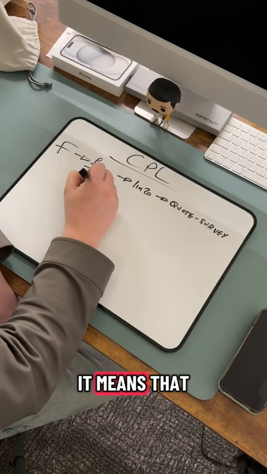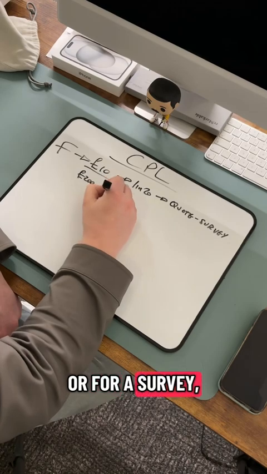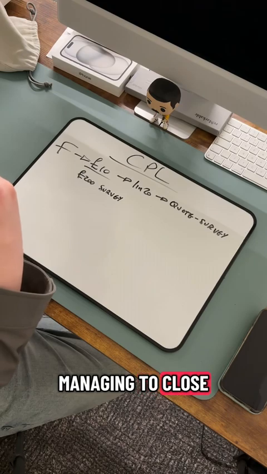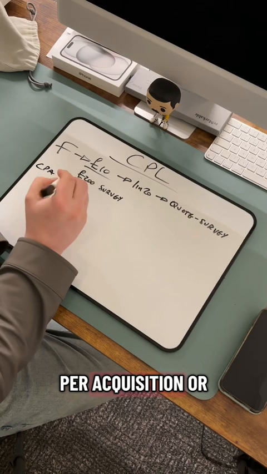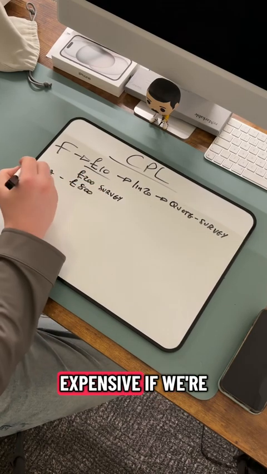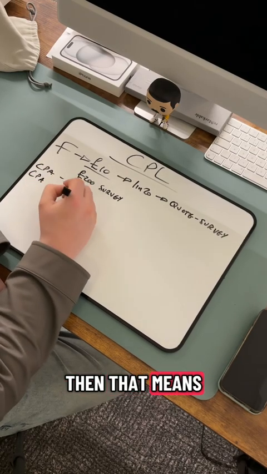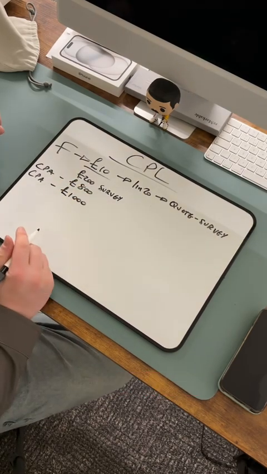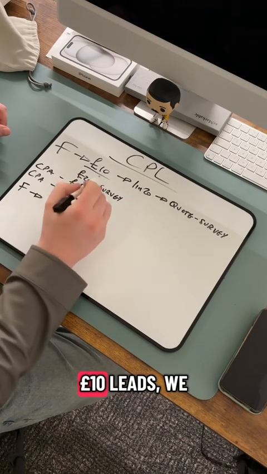Now, what does that mean? Well, firstly, it means that we are paying £200 for an opportunity to pitch or for a survey, which is very expensive. And let's say, for example, we're managing to close 1 in 4 sits into a sale. That means that our cost per acquisition, or our CPA, is actually going to be £800, which is very expensive. If we're closing 1 in 5, for example, then that means that our cost per acquisition is actually £1,000, which again is very expensive.